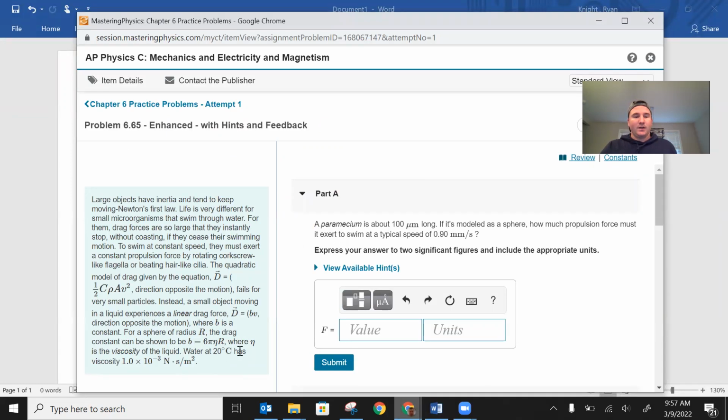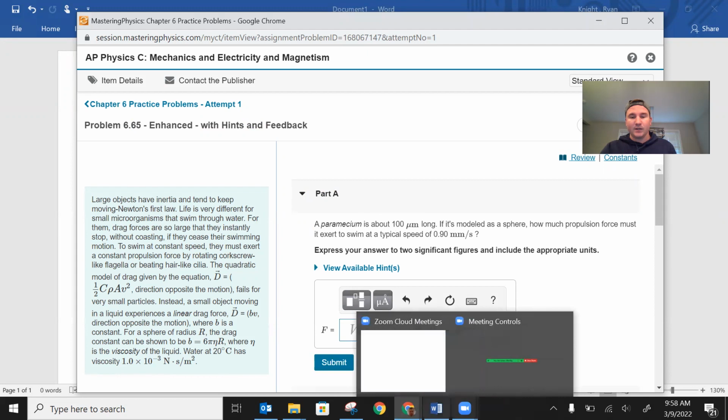For 6 pi R, it gives us the viscosity of water, right? At 20 degrees Celsius, the viscosity is 1.0 times 10 to the negative third. So that's our eta value, so 6 pi times that. And then our R value: it gives us the whole length, so I think we're going to have to cut that in half and make that 50 micrometers.